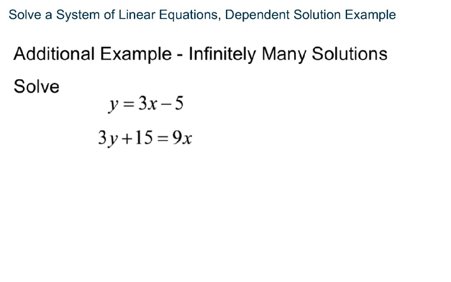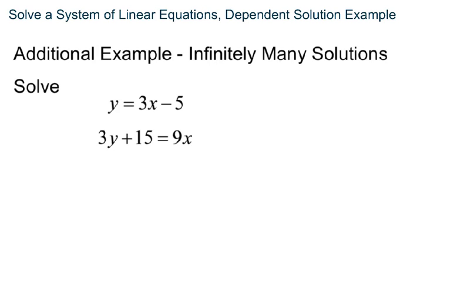Welcome. In this video, we're going to look at solving a system of linear equations where we have a special type of dependent solution. So in this additional example, we're going to talk about infinitely many solutions. Now, as you may recall from a previous video, infinitely many solutions occurs when the two lines are the same line. But pretending we don't know this, let's look at what this would look like working out the problem.